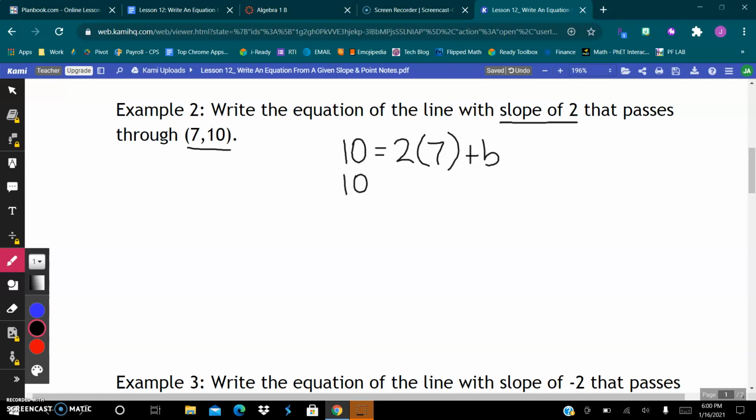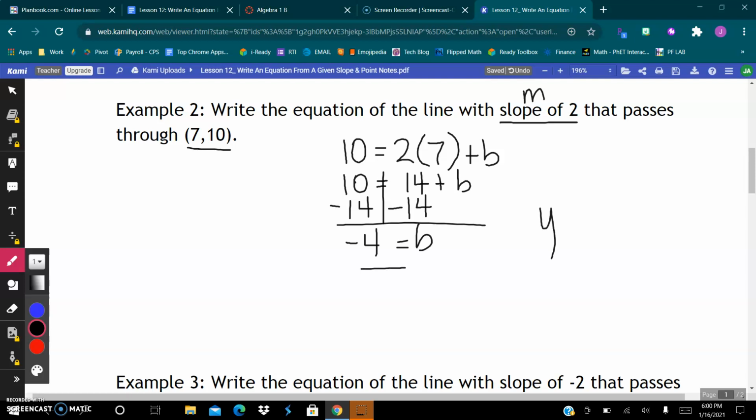So simplify, 2 times 7 is 14. And then one-step equation here, we have to subtract 14 from both sides. So b equals 10 minus 14 is negative 4. So we were given our m, and we just figured out our b. So we can write y equals, m is 2, x, and our b is negative 4 this time, so we're just going to write minus 4.